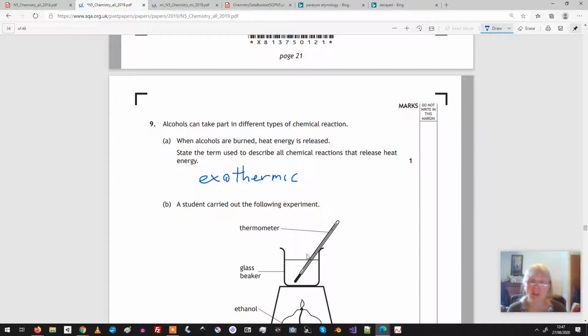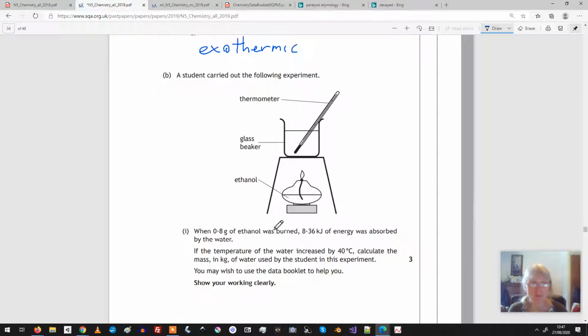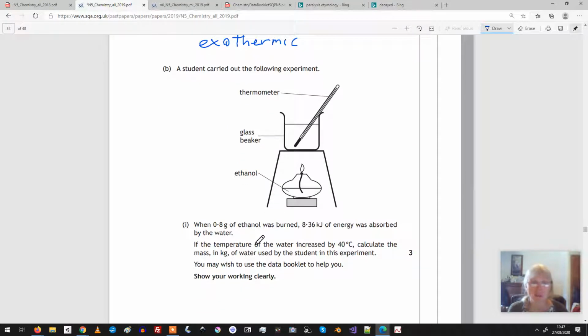A student carried out the following experiment. When 0.8 grams of ethanol was burned, 8.36 kilojoules of energy was absorbed by the water. If the temperature of the water increased by 40 degrees C, calculate the mass in kilograms of the water used by the student in this experiment. You may wish to use the data book to help you. Yes, I will. Where's the data book? There it is.